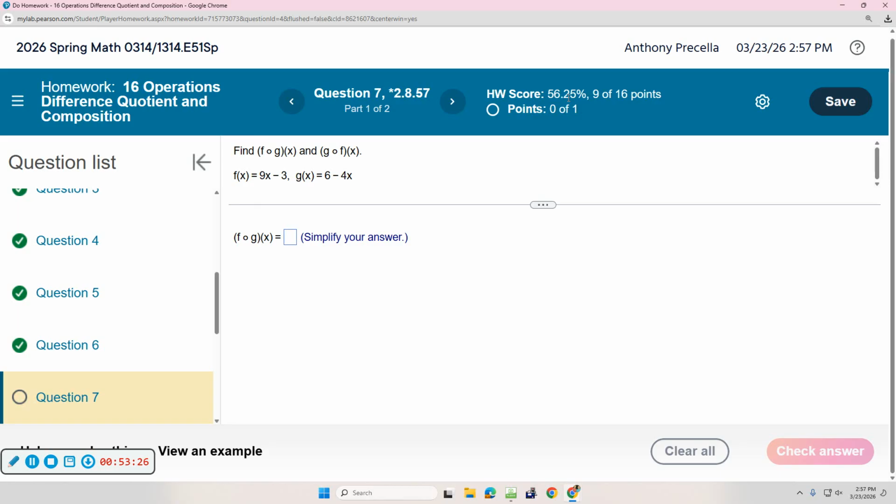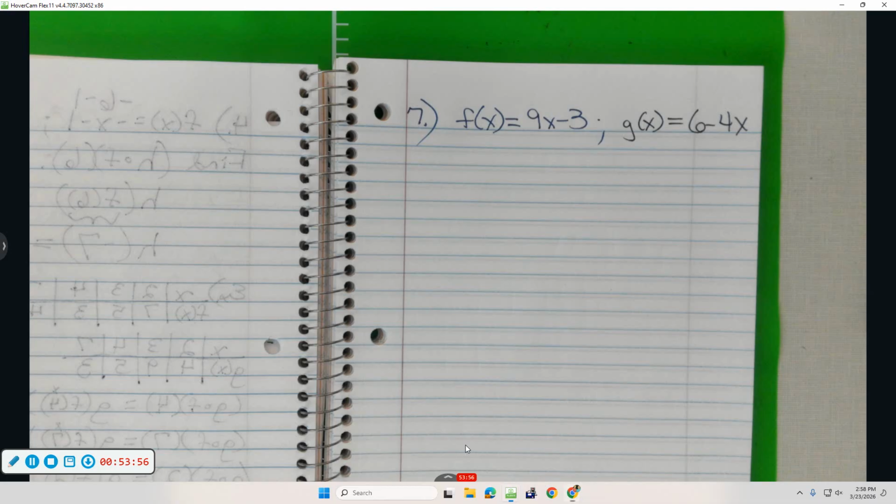We have f of x is equal to 9x minus 3, and g of x is equal to 6 minus 4x. Let me make sure. 9x minus 3, 6 minus 4x. And they want us to find f composed with g of x and g composed with f of x. We'll start off with f composed with g.